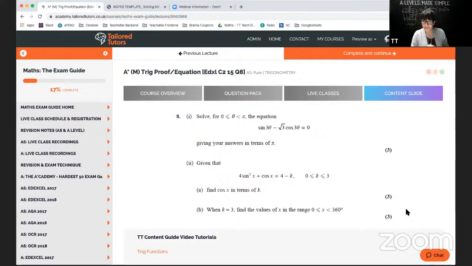Where are you stuck? Where are you stuck? Like what's happened so far to get you to the stuck bit? It's fine, the root 3 is fine. Move the root 3 cos 3 theta to the other side, divide both sides by cos 3 theta, and then it will say tan 3 theta equals root 3.